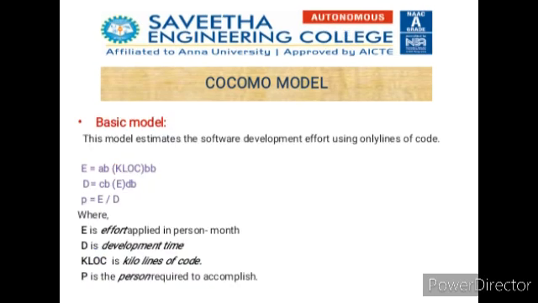In the Cocomo basic model, it is used to find the software development effort using the lines of code. You can find this using the below formula, and then the explanation of the formula is given. E is the effort applied in person months, D is the development time, KLOC is kilo lines of code, that is the lines of code you type for the software development, and then P is the persons required to accomplish the task within the estimated time.